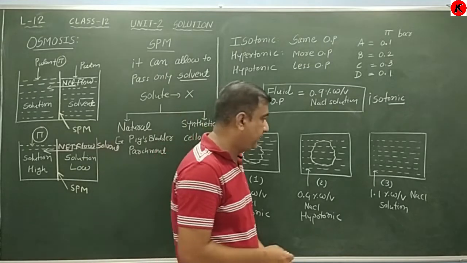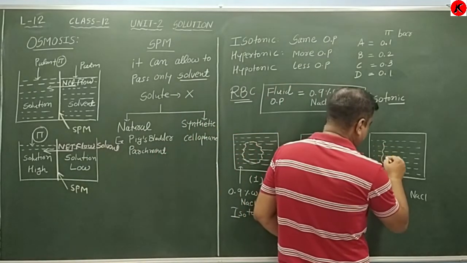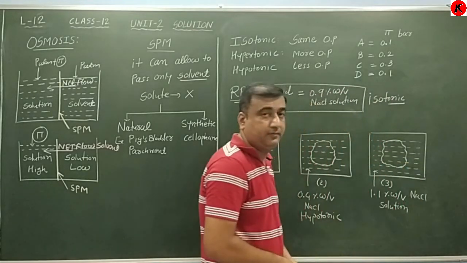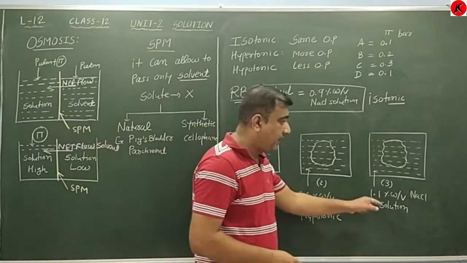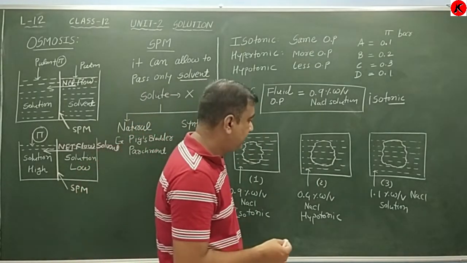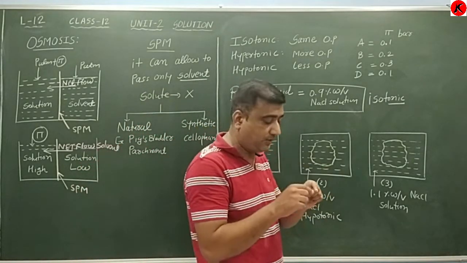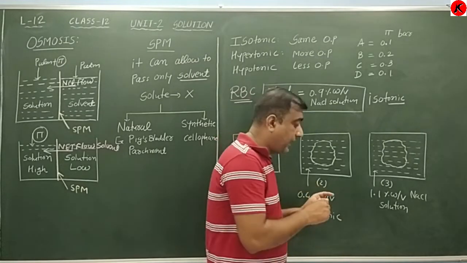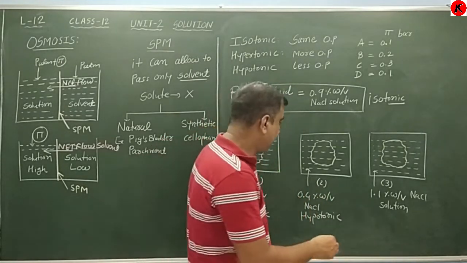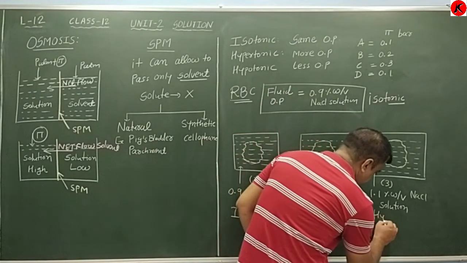Now again the third case. Higher concentration, that means osmotic pressure will be more. That means this solution is hypertonic compared to the fluid inside the RBC. Hypertonic.